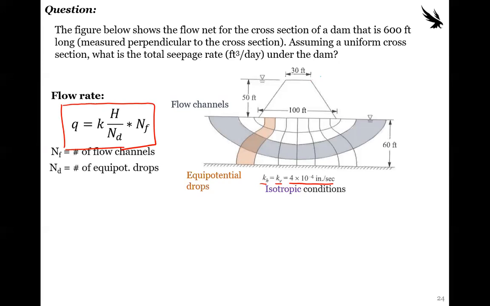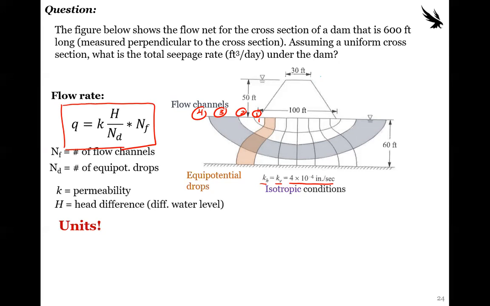So for our flow channels, we have 1, 2, 3, and 4. And then to make sure I didn't already do that, all of these other things we know, we just need to keep track of the units. So for our NF, we have 4. For our equipotential drops, I'll just do it from the bottom. So 1, 2, 3, 4, 5, 6, 7, 8.